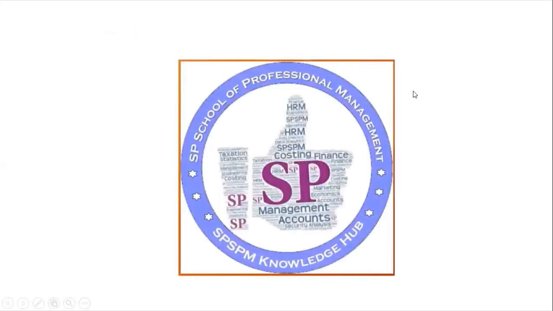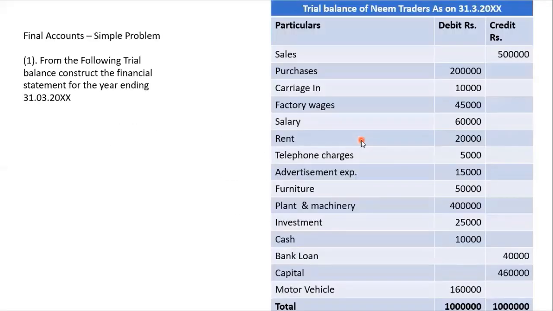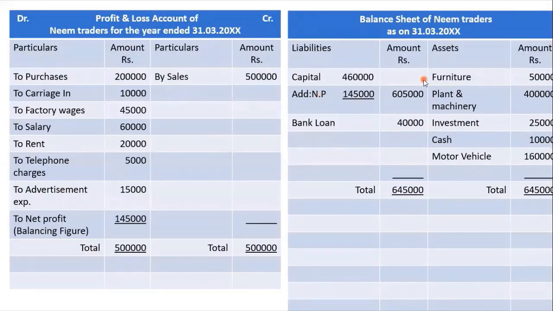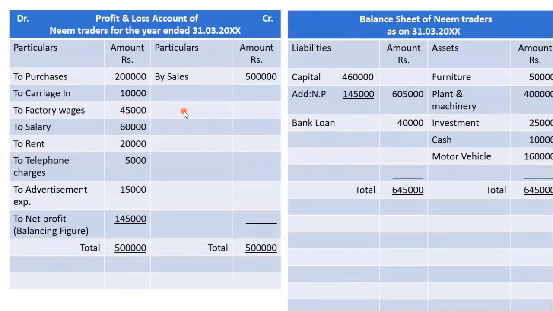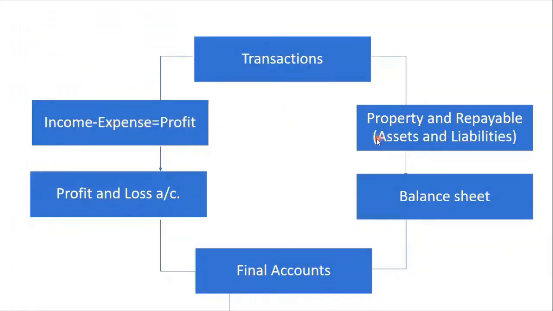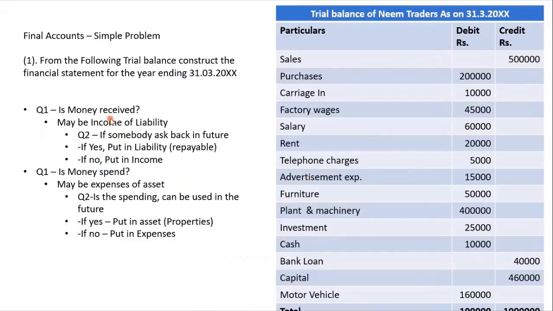Let's see the video. In the last two videos, we discussed if a trial balance is given, how to prepare the income statement, that is the profit and loss account, and the balance sheet. From the trial balance, you identify all the income and expenses and put them in the profit and loss account. Whatever is left out, all the properties and all the payables, you put in the balance sheet and prepare the final accounts. So income minus expense gives profit, and then all the assets and liabilities go into the balance sheet, and our final accounts come to an end. For this we used these questions, and through that we easily prepared it. So you can see the last three videos and easily learn that.